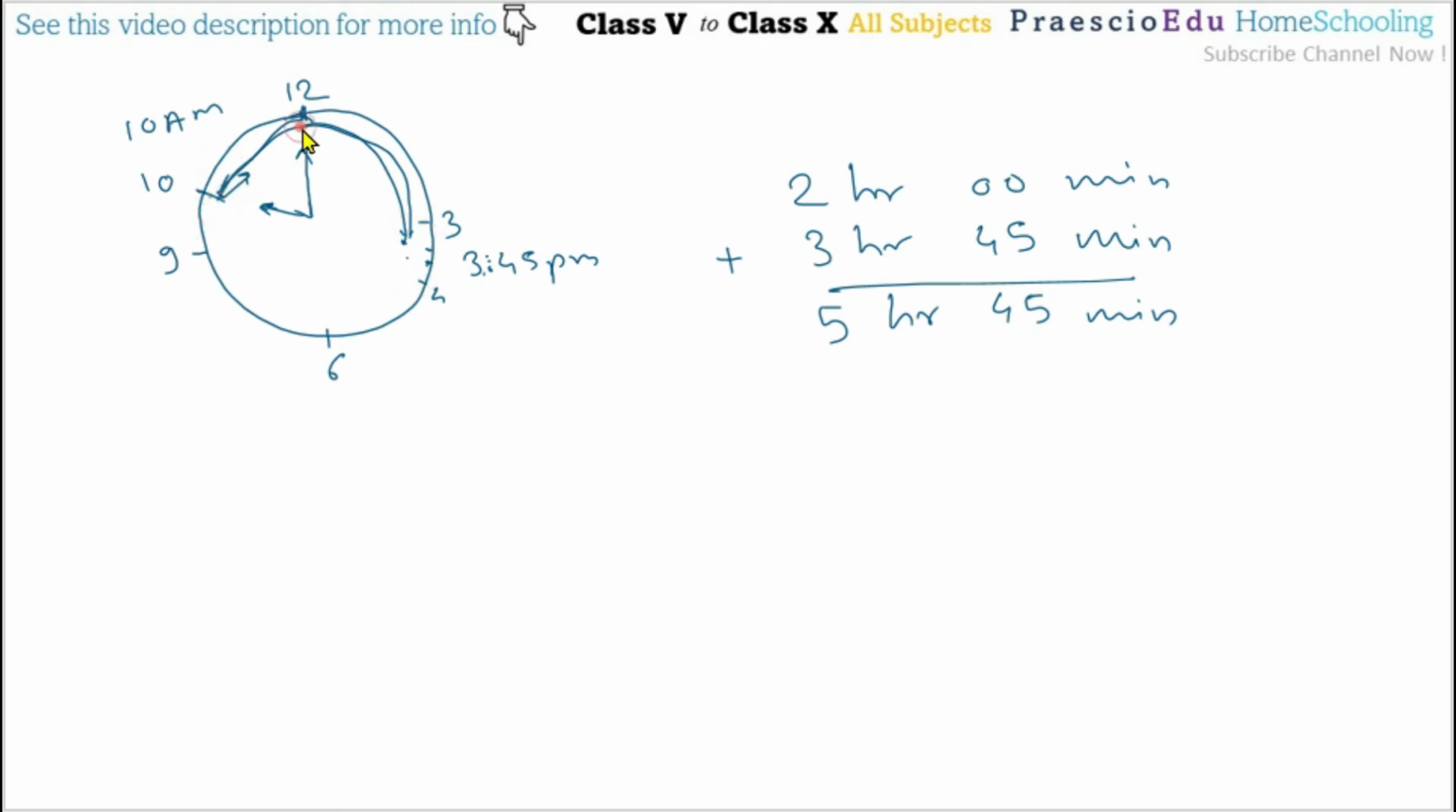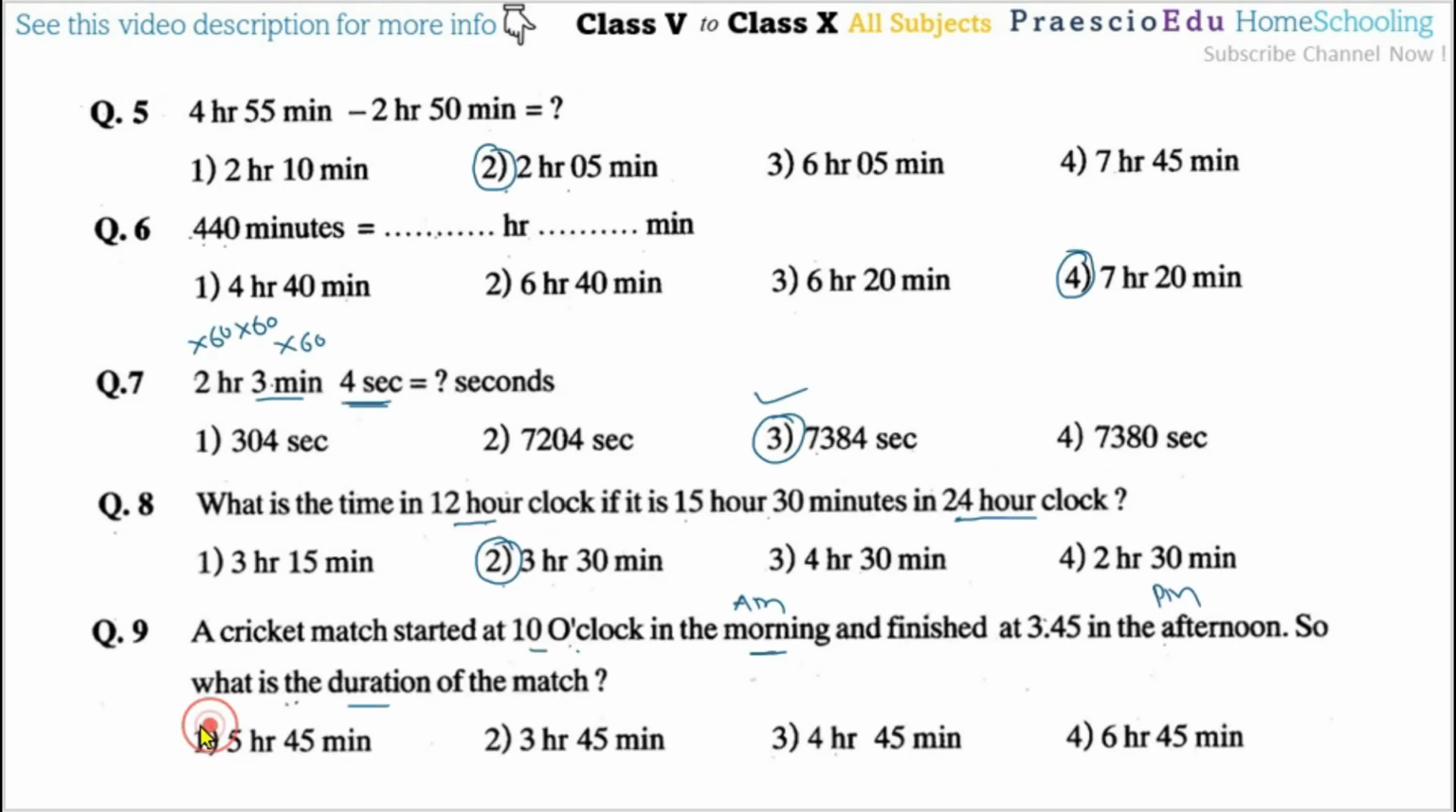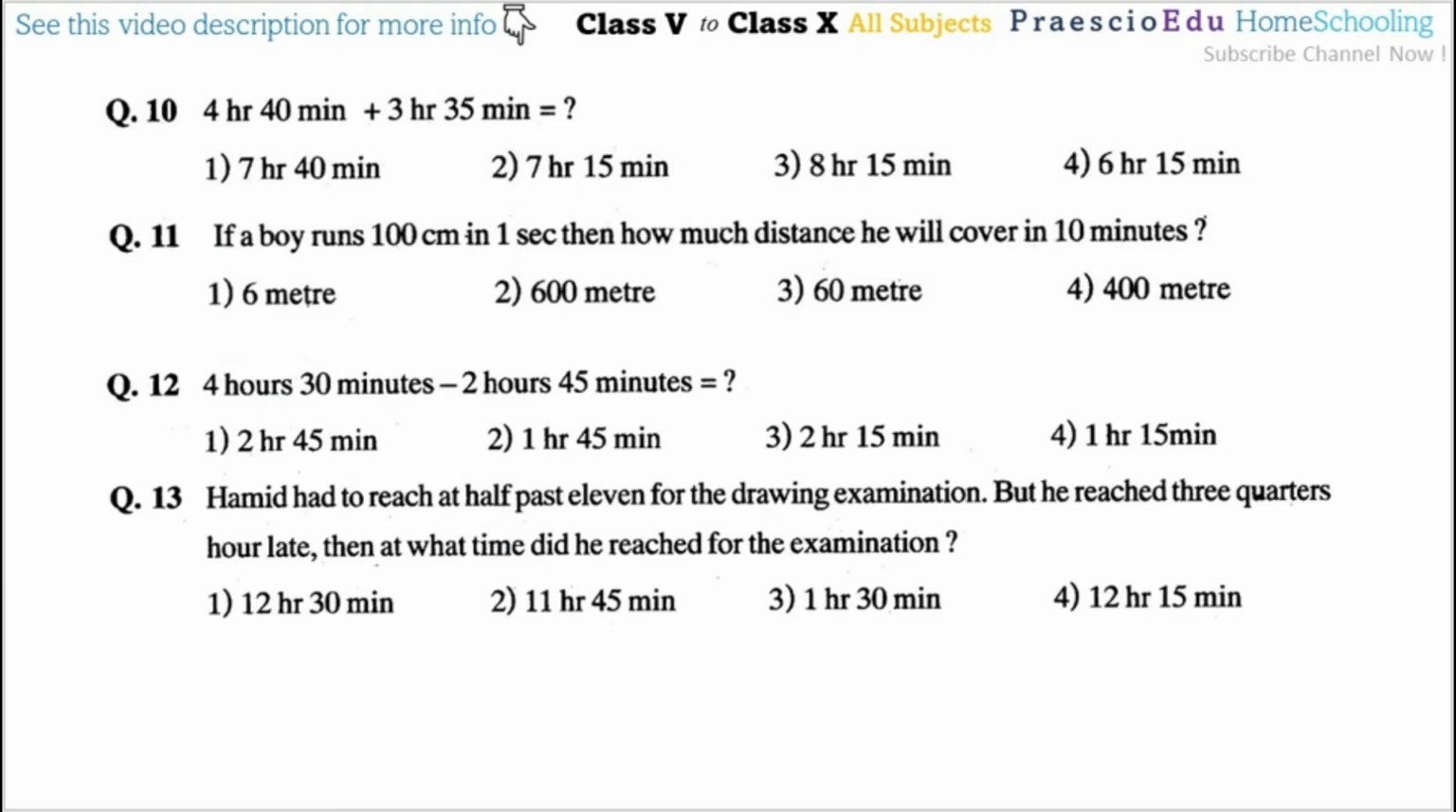So that's why we add this time plus this time. Directly we cannot add 10 plus 3, it will go wrong. Always use the 12 o'clock either at midnight or in the afternoon. So after the 12 always count separately, and then do the additions or subtraction as per the requirement. So this is 5 hours and 45 minutes. Option number 1 is the correct one. Now question number 10, 4 hour 40 minute plus 3 hour 35 minutes. So these additions we have to do.